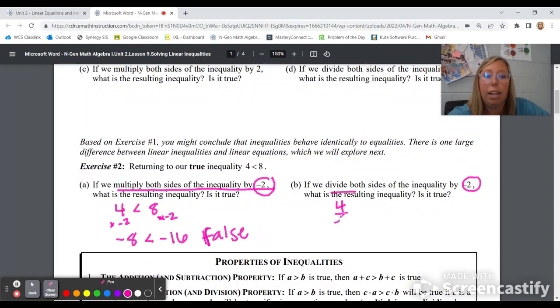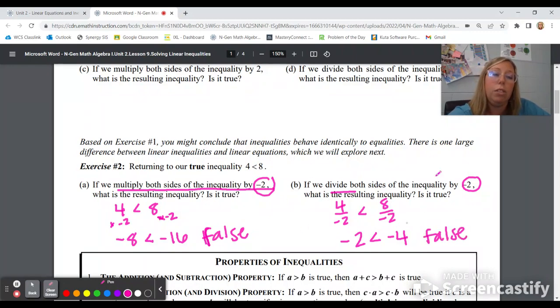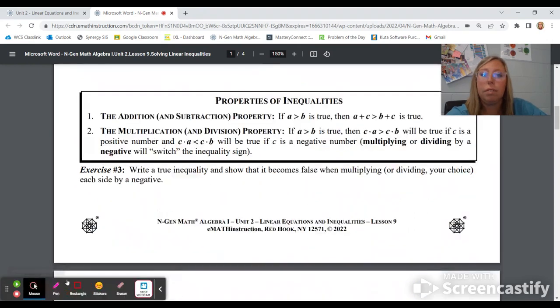What happens if we divide both sides by -2? So 4 divided by -2 and 8 divided by -2. That's going to give you -2 is less than -4, which again is false. So what you see here is that negative numbers, when it comes to multiplying and dividing, actually change the inequalities and make them false.